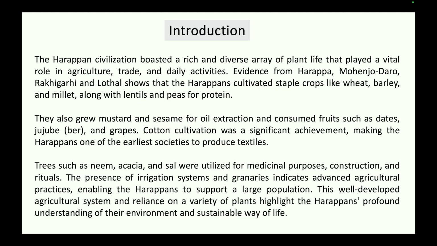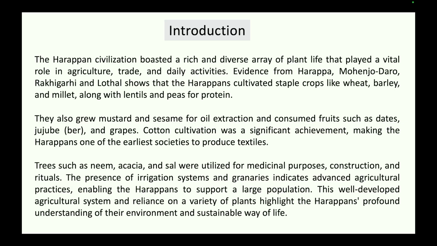The Harappan civilization boasted a rich and diverse array of plant life that played a vital role in agriculture, trade and daily activities. Evidence from Harappa, Mohenjo-daro, Rakhigarhi and Lothal shows that the Harappans cultivated staple crops like wheat, barley and millet, along with lentils and pea for protein. They also grew mustard and sesame for oil extraction and consumed fruits such as date, jujube and grapes.